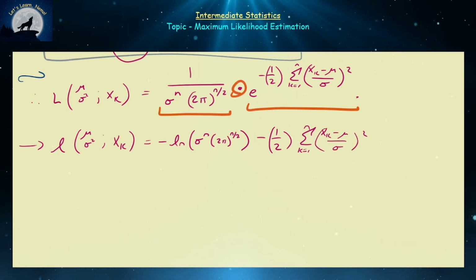Right? Since this is also a product of 2 numbers, one has just a number in it, the other has sigma in it, and sigma is one of our targets.